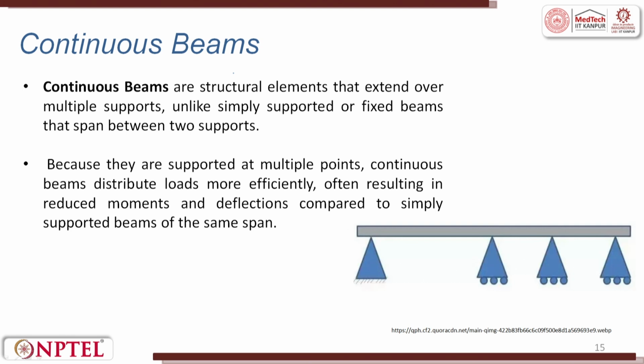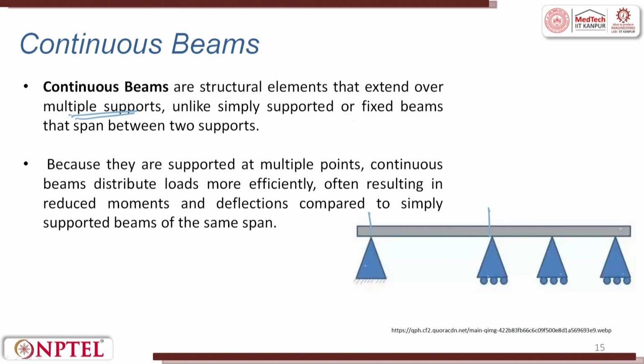Moving further, we will try to see continuous beams. Continuous beams are structural elements that extend over multiple supports, unlike simply supported or fixed beams, where there is just one span between the two supports. So in simply supported, we take only one span. But in a continuous beam, we have more supports to support the beam.